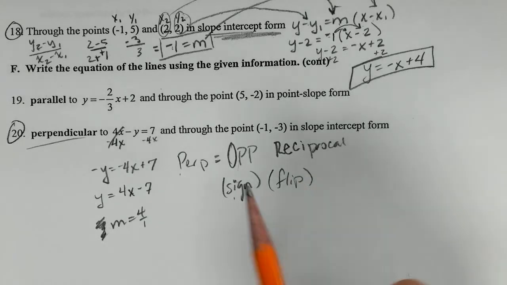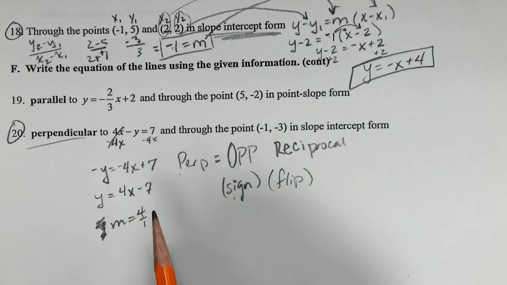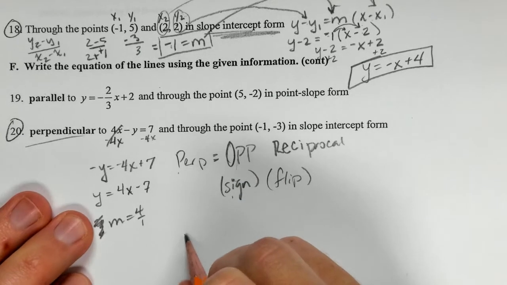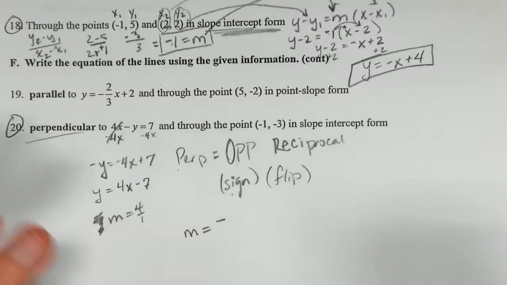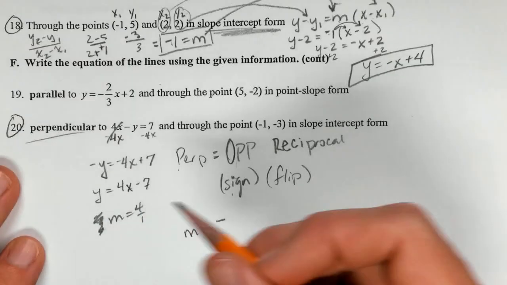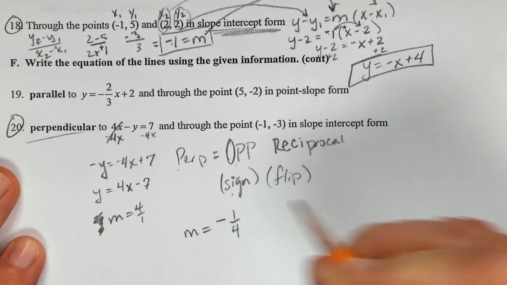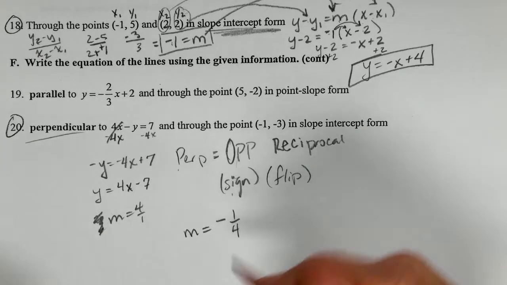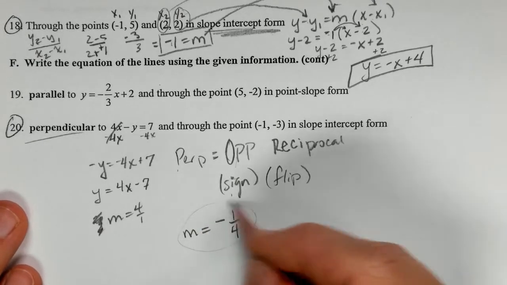So the old slope was a positive 4 over 1. Now I'm doing the opposite, right? So the opposite of a positive is a negative. I know my new slope needs to be negative. And I'm going to flip the fraction. He told me it was 4 over 1. I flip it, and it becomes 1 over 4. So I know my new slope of my line is negative 1/4.